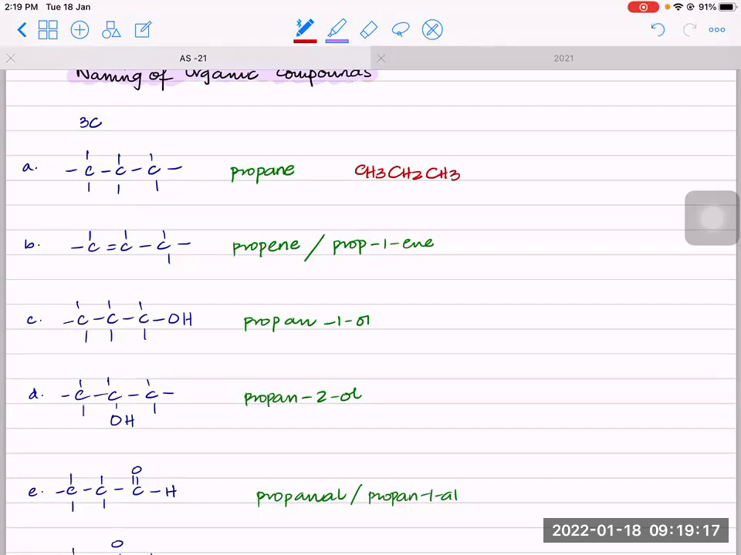Then B would be a CH2. Then there is a double bond. So you can show it like this. Or you can choose not to show the double bond.